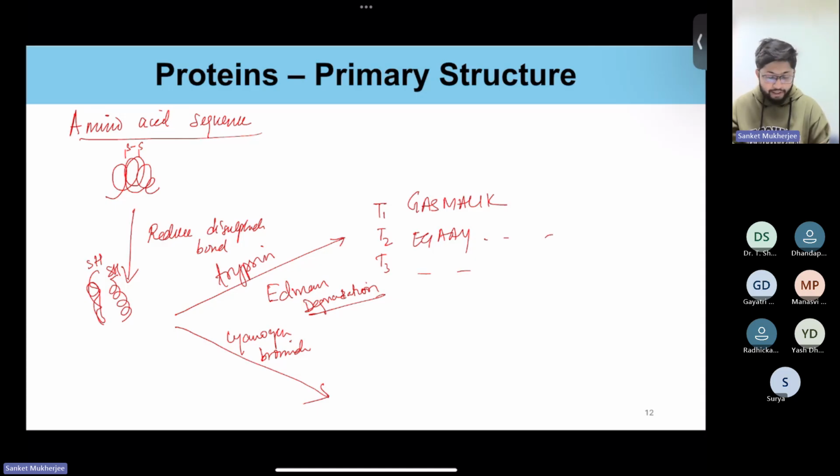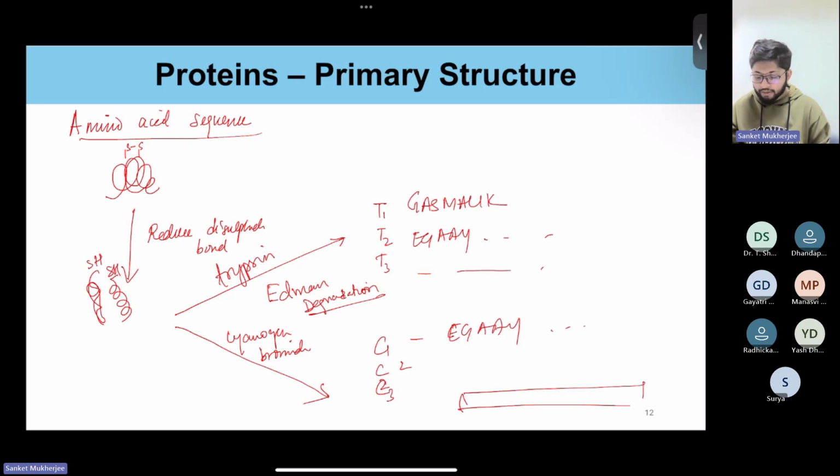Similarly, with cyanogen bromide, you will have different sequences. And what you will do is, for the actual sequence, you will see the overlaps between the two different peptides, and you will basically find the sequence. So it might be something like this based on the overlaps. So this is how structures are determined.